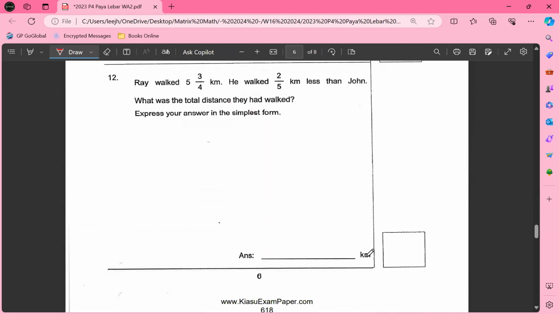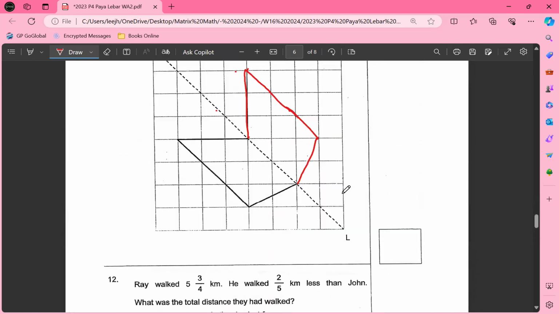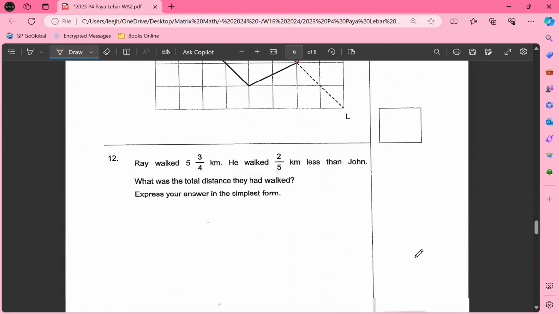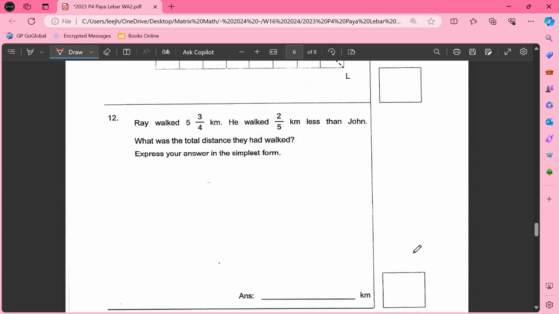Question 12. Oh, by the way, for question 11, if you're still not sure, you consult your class teacher, then you will understand better, because I can only show you roughly like this. That's the answer. So question number 12.